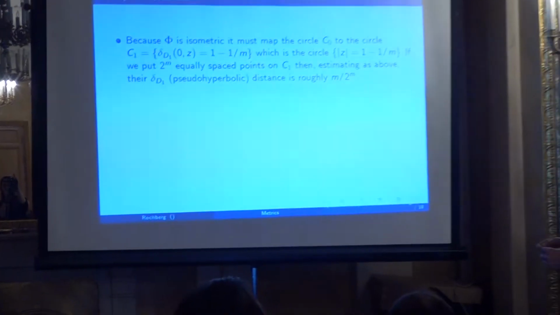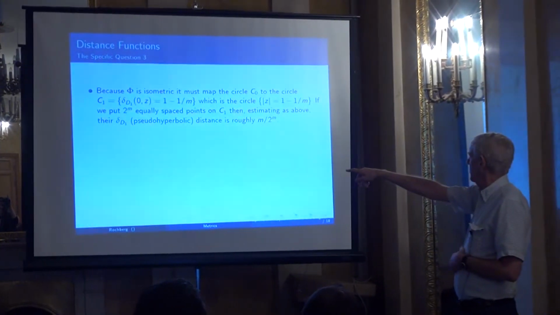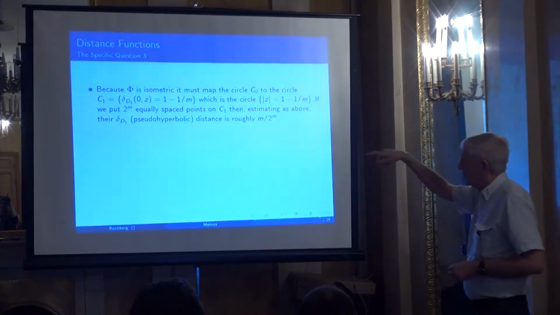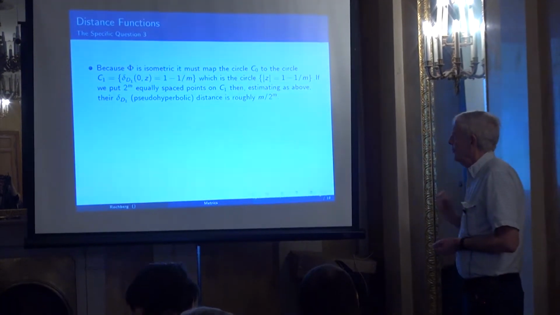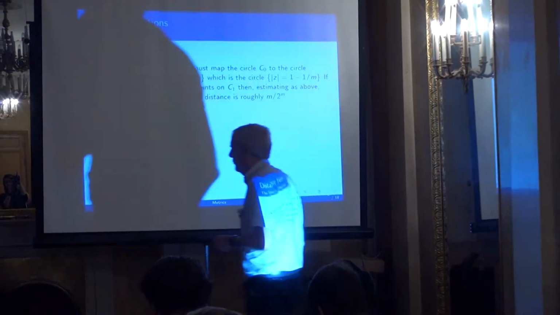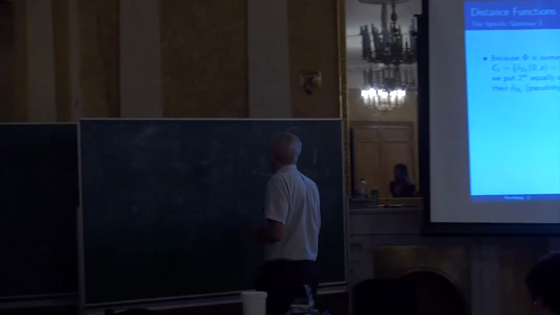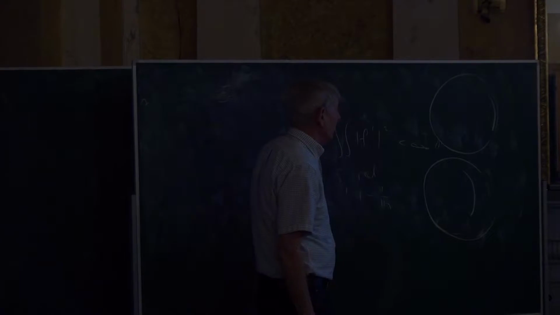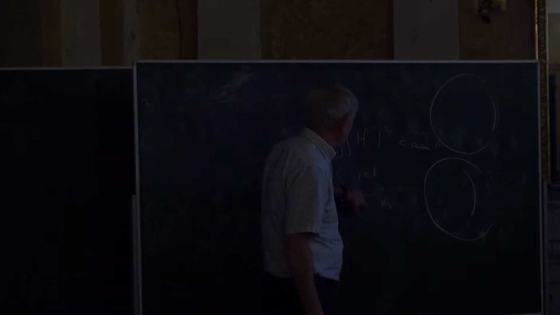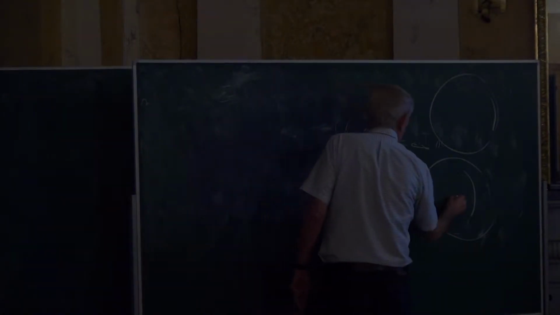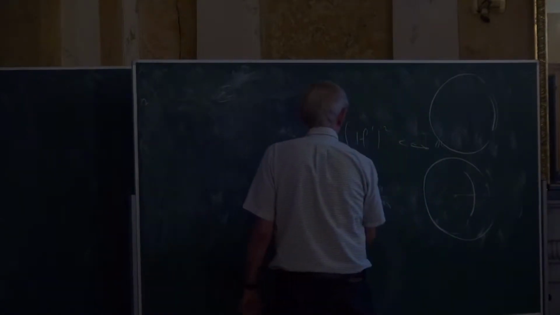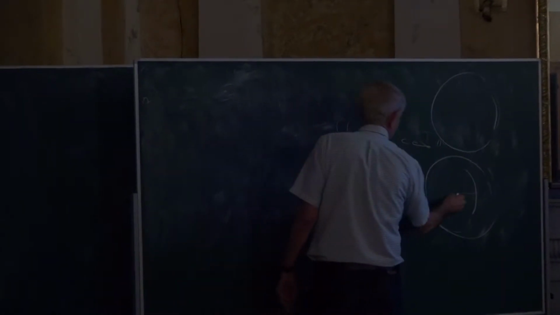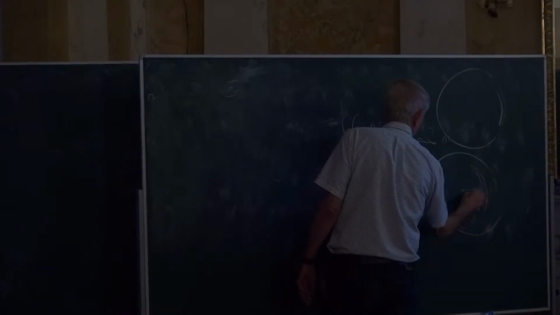I'm mapping 2 to the m points on that circle close to the boundary to 2 to the m points on the circle now with delta 0 radius, I'm sorry, delta 1 radius, is equal to 1 minus 1 over m. Well, delta 1 is the pseudo-hyperbolic metric, so the circle of that delta 1 radius, in fact, is the circle centered at the origin with that Euclidean radius.